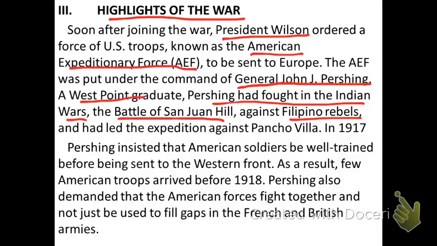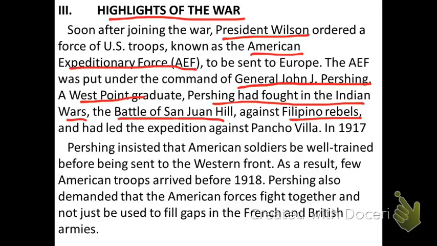There was a rebellion by Filipino rebels. We talked about this in the last chapter, I believe it was. And Pershing fought in that war. War is probably the wrong word. Rebellion. There were 100,000 or more dead Filipinos and thousands of Americans who died in the conflict. So again, he has some experience.